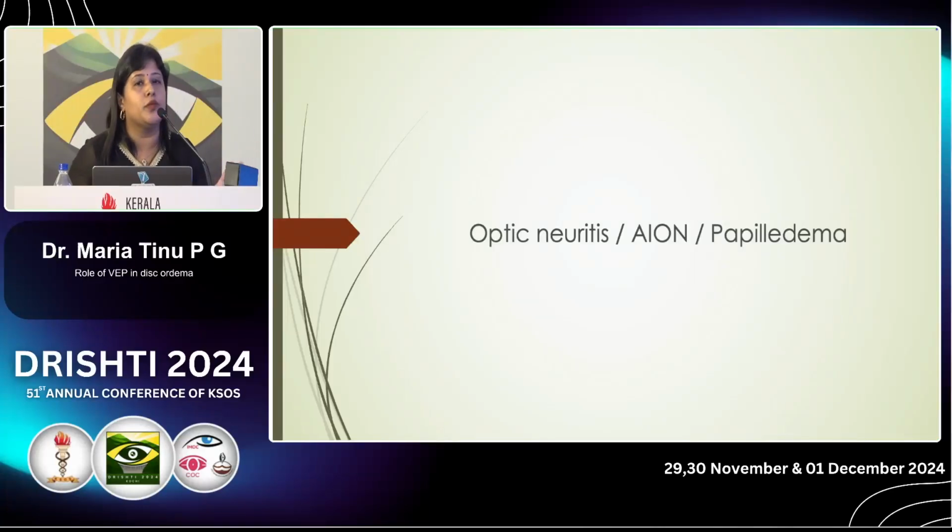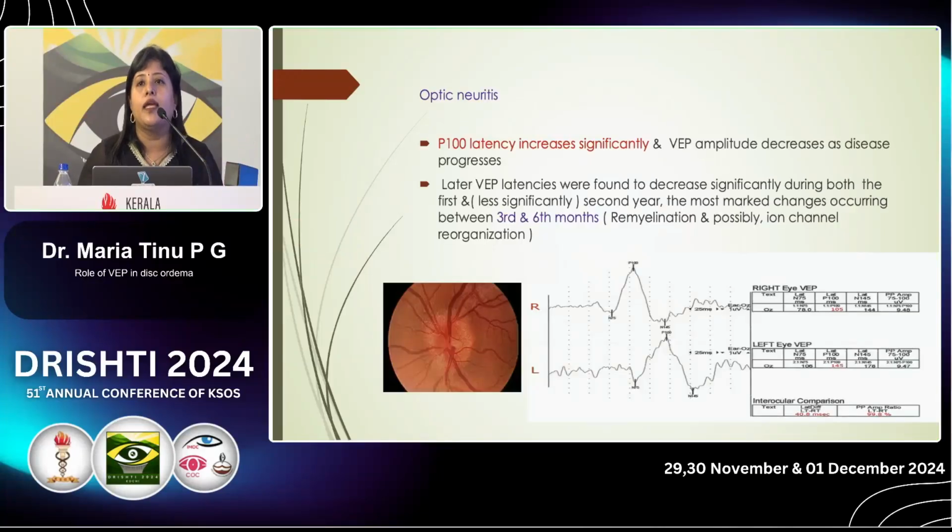So here I am doing a simple comparison between the VEP waveform in optic neuritis, anterior ischemic optic neuropathy and papilledema. In optic neuritis, the P100 latency increases significantly, but the VEP amplitude can decrease as the disease progresses, but the significant change is the increase in latency. And as the disease resolves, the latency was found to decrease significantly during the first year and less significantly during the second year, with the most marked changes occurring between the 3rd and 6th months, possibly due to remyelination and axonal reorganization.